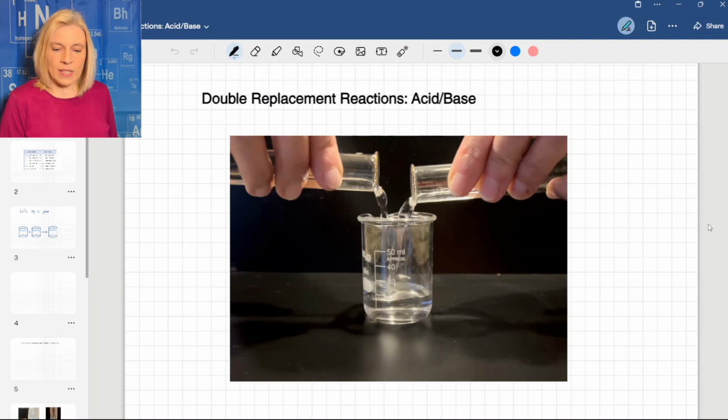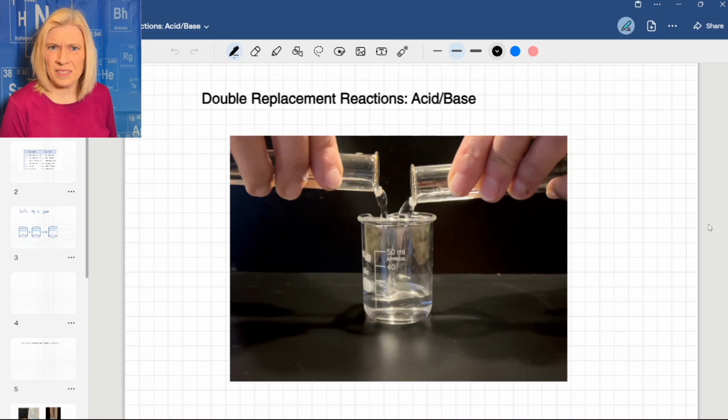Hi, today we're going to keep going with learning about double replacement reactions, especially acid-base reactions and reactions that produce gases. So let's look at my screen. Here is a picture of what happens when you mix acid and base. We have hydrochloric acid and sodium hydroxide, and we mix, and look in the beaker. What do you see?